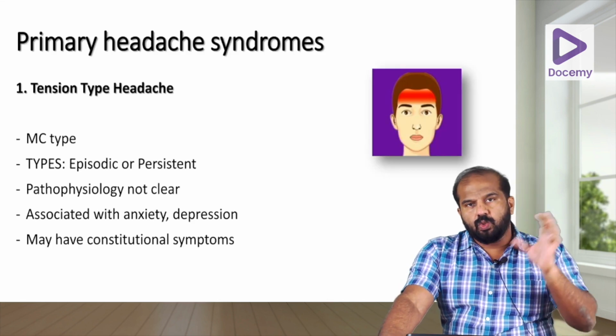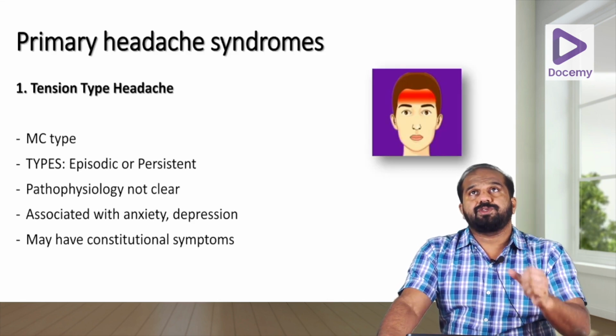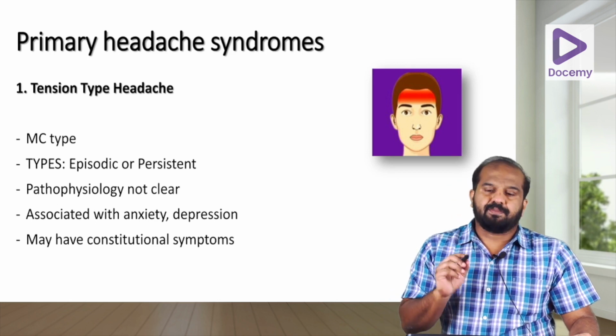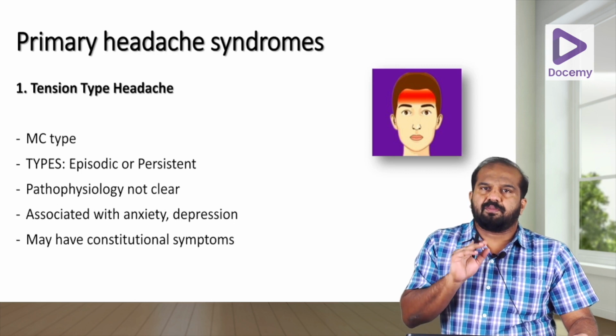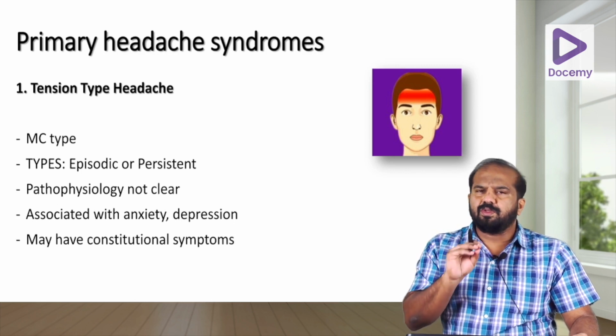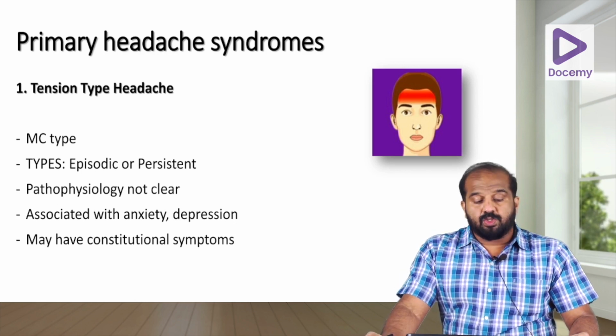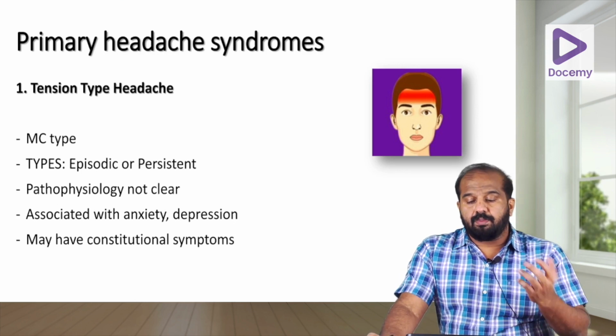Now we will go into the primary headache syndromes. First, I will be telling about tension type of headache. This is the most common type of primary headache syndrome. Almost 1% per day you will see in the OPD, right? Most common type, episodic or persistent.